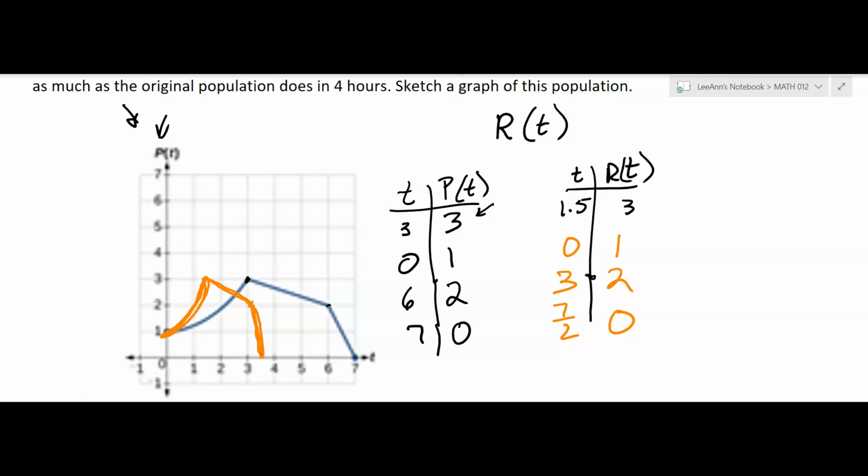So it's compressing. In symbols, how would you write it? You'd say r of t equals then p of, now it's a compression, right? So it's going to be 2. It's got to be the reciprocal. We're compressing it by a half, so the reciprocal is going to be 2t. And you could plug in t values and see if that works. When you plug in 1.5, you get p of 3, but we know p of 3, it's 3. And you can go through all the points that way.